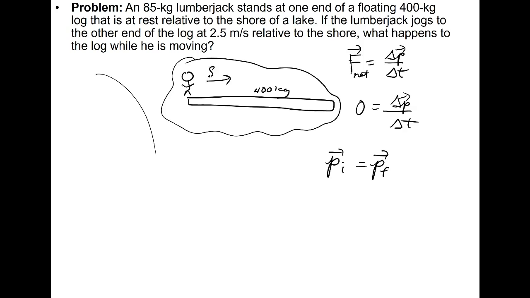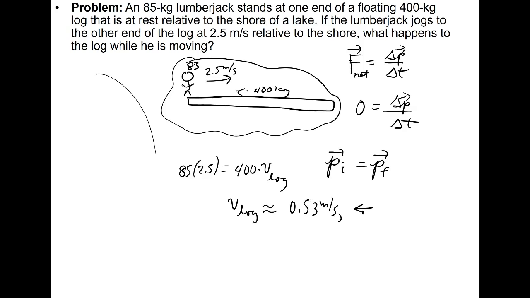So that means that even though you're running, you're 85 kilograms, and you're moving at 2.5 meters per second, the log is going to have to go the other way. So 85 times 2.5 is going to have to equal 400 times v log. Then you can just solve that for the velocity of the log. 85 times 2.5 divided by 400 means that it's going to be going about 0.53 meters per second to the left. Okay, so we're going to stop here, and then next time we will talk about conservation of momentum in a little bit more detail.